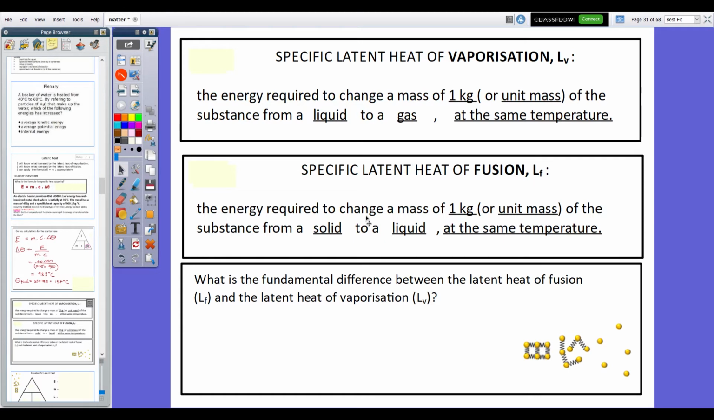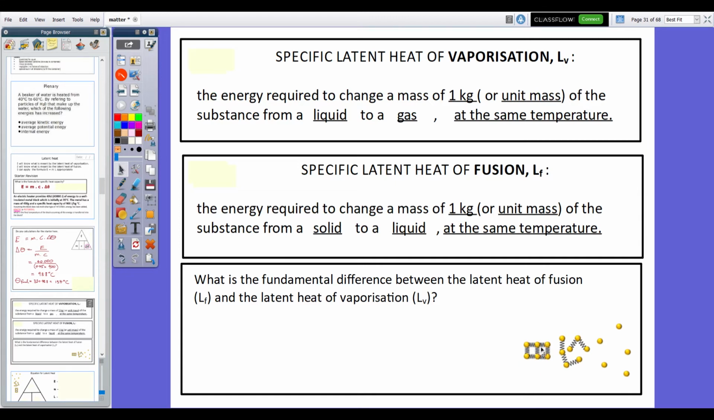The energy required to change a mass of 1 kilogram or unit mass of the substance from a solid to a liquid at the same temperature. So both of these, latent heat of fusion and latent heat of vaporization, involve changing bonds. In this very simple representation down here, you can see there's a solid with all the particles joined together. So all the particles can do is vibrate and shake.